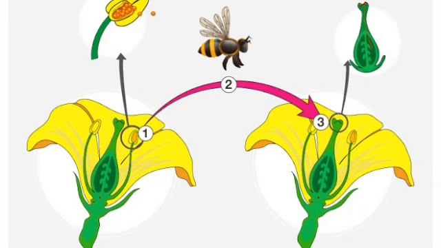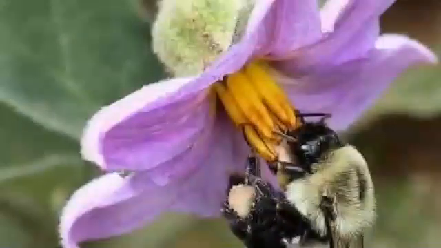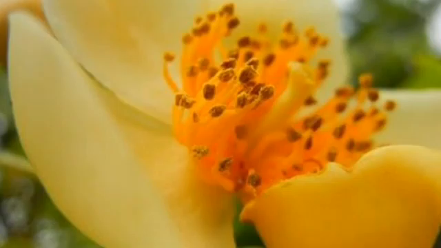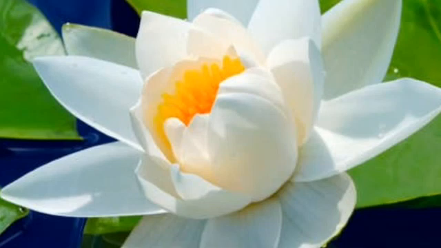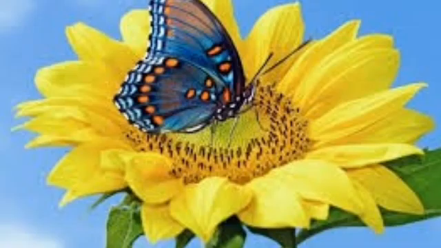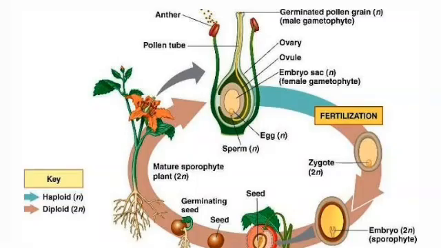This is the most common type of pollination in plants like sunflower, lady's finger, brinjal and pumpkin. Some flowers are large in size and they have sweet smell. Some of these flowers produce nectar. They attract insects like butterflies and honeybees. Next, we study about fertilization.